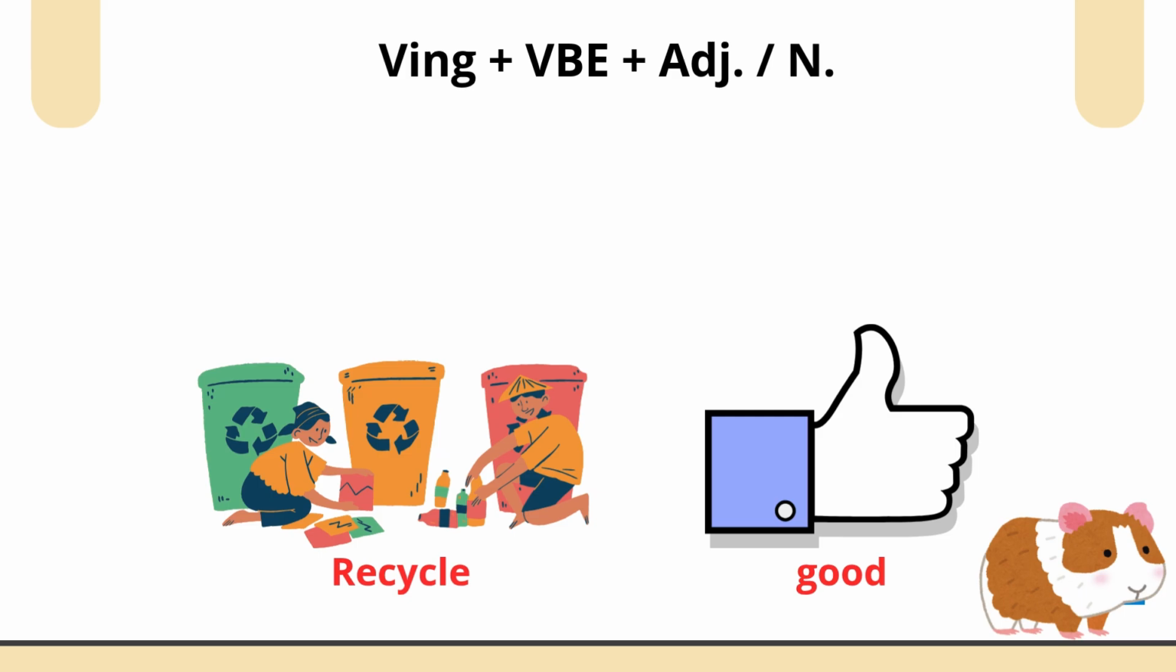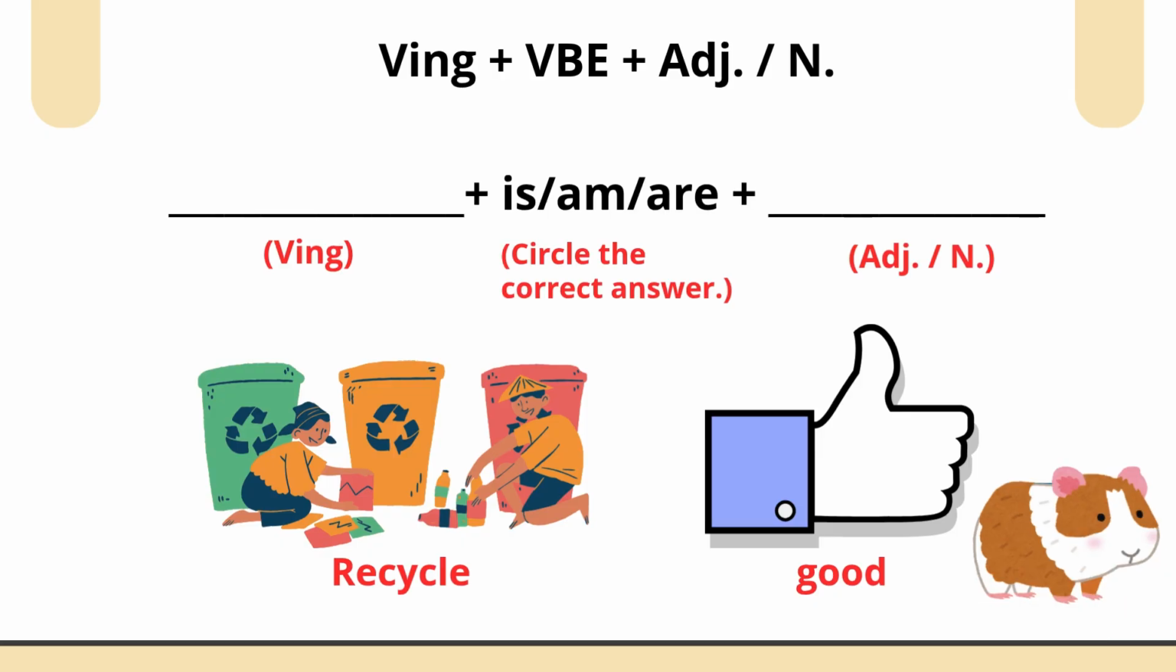So, this question has the word recycle and good. Good is an adjective while recycle is the verb. And according to this sentence pattern, we have to turn the verb into ing form. So we will start the sentence by using the verb recycle and turn it into the ing form, which is recycling. And we put the adjective good at the end of the sentence.